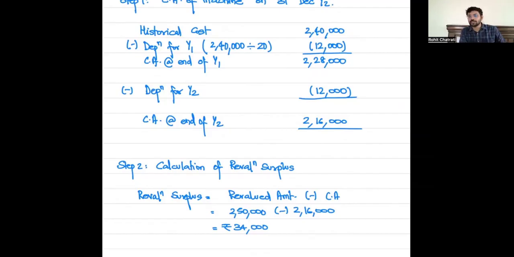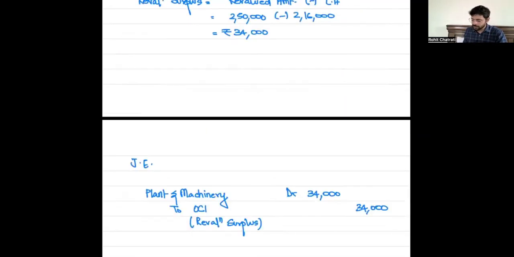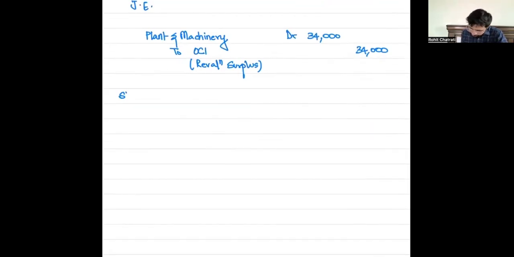20 years was the total life at the time of purchase. 2 years have passed by, and therefore the remaining useful life is 18 years. All right, so what we are going to do is calculate the revised depreciation that has to be charged in year 3 based on the revised carrying amount of 2,50,000 after considering revaluation and based on the remaining useful life of 18 years. All right, 20 years less 2 years which we've already used, so the remaining life is 18 years. All right, so step number 3 is going to be calculation of depreciation for year 3.